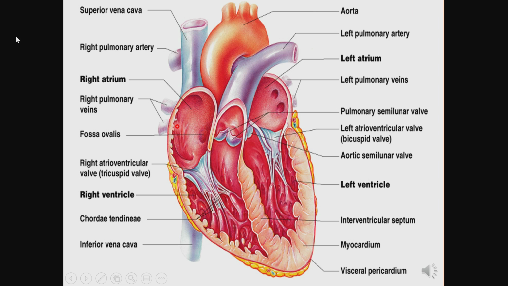We're going to look at the internal view of the heart. This is the right atrium and the left atrium. This is the right ventricle and the left ventricle. And then we have the valves that divide the chambers.